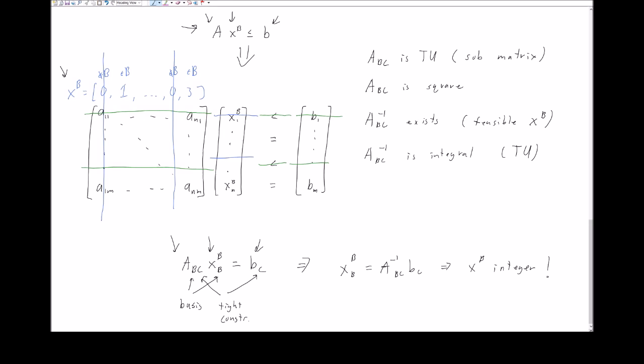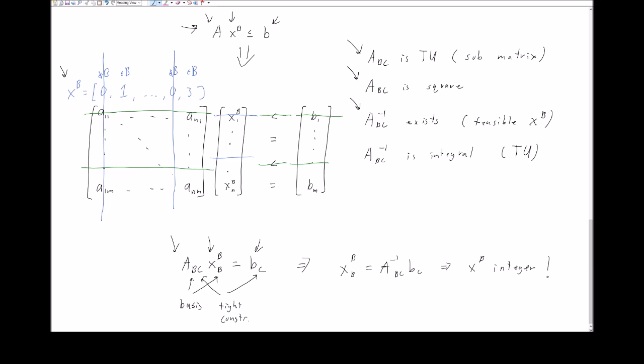With this reduced system, we can understand a few of the properties. First, the matrix A_BC is totally unimodular. A_BC is a submatrix of a matrix that was originally totally unimodular, so it itself is also totally unimodular. Also, A_BC is square. The size of the basis is the number of tight constraints, so this is a square matrix.